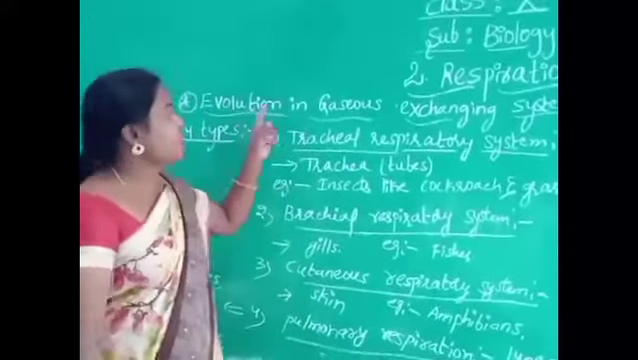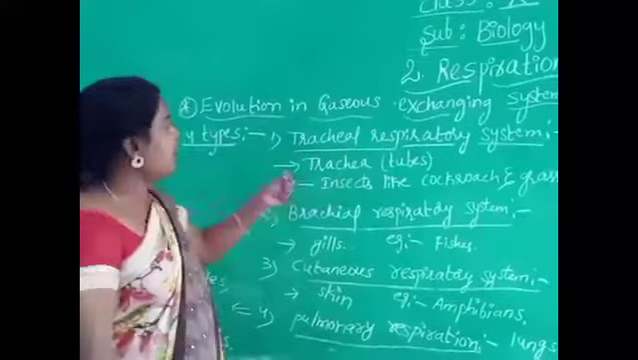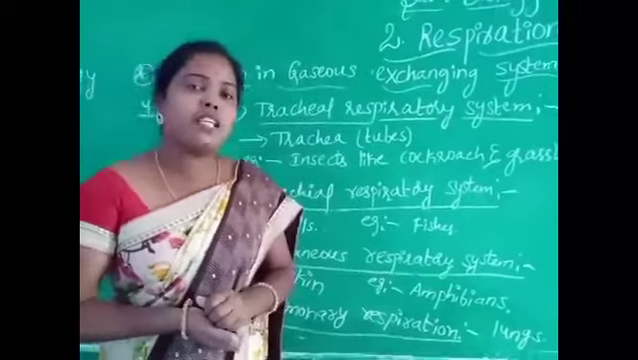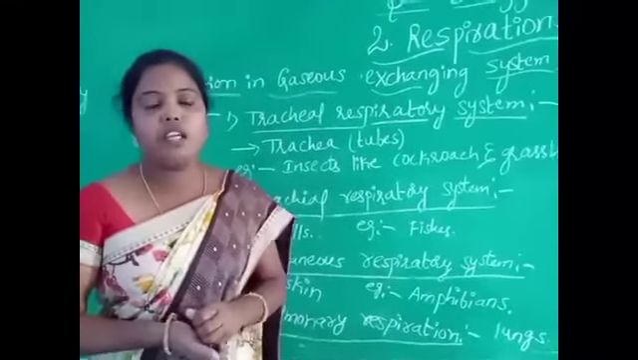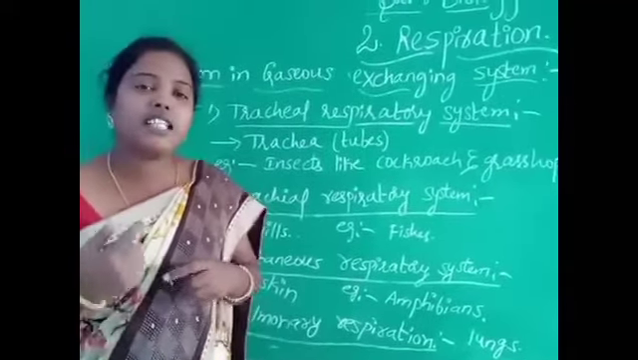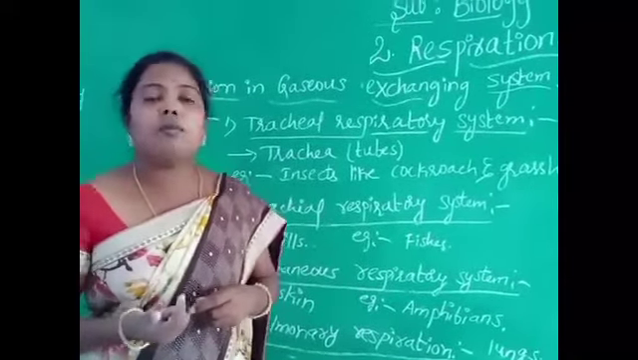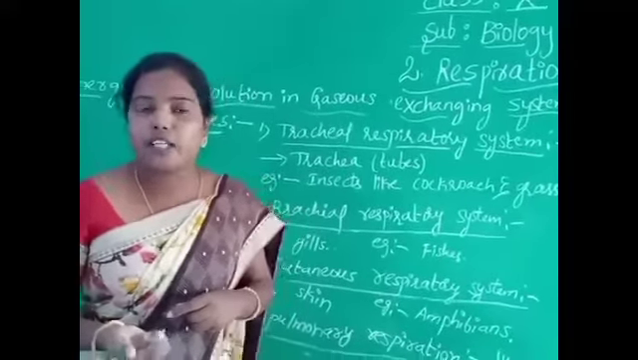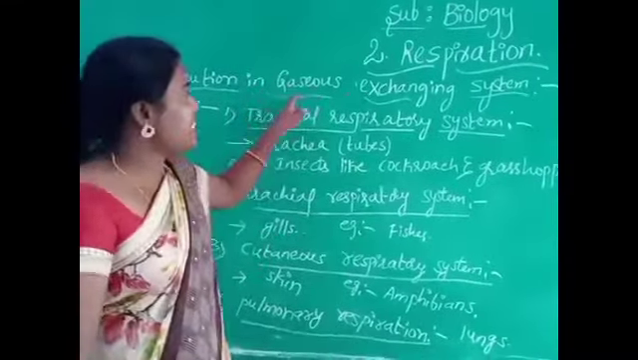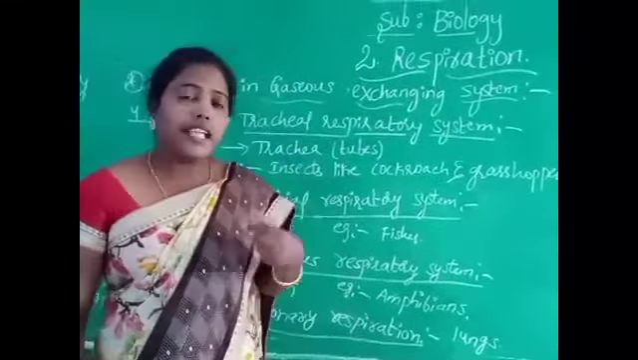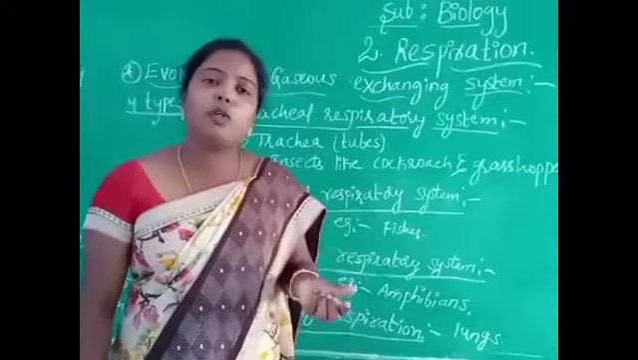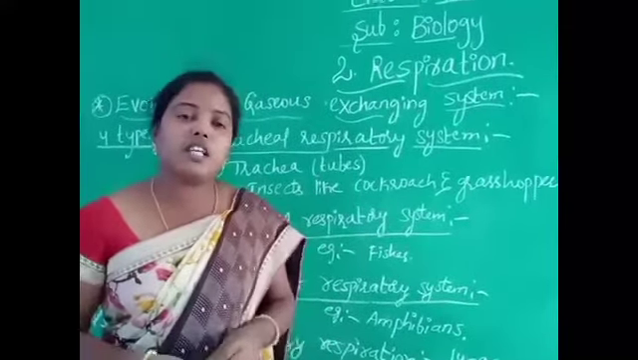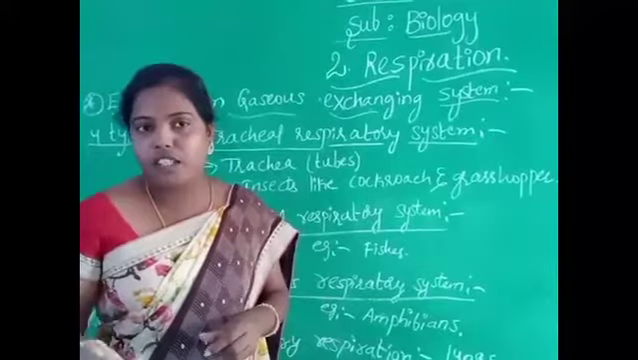Next, evolution in gaseous exchange system. Okay, evolution means what, Nana? Changing. So, the gaseous exchange process takes place in all living organisms. Okay, so we are taking oxygen and we are releasing carbon dioxide. Like us, plants also take carbon dioxide and release oxygen into our atmosphere. So, what happens in the gaseous exchange system? Gases will be exchanged from one form to another form. Okay, so we are taking oxygen from our surroundings and we are releasing carbon dioxide into our surroundings.